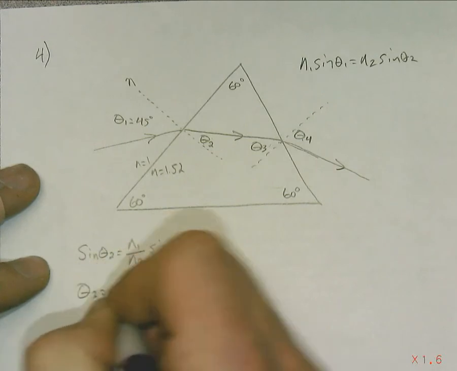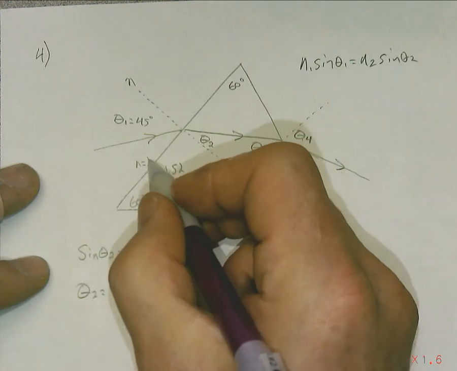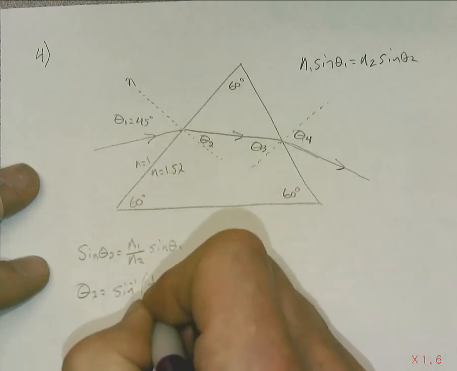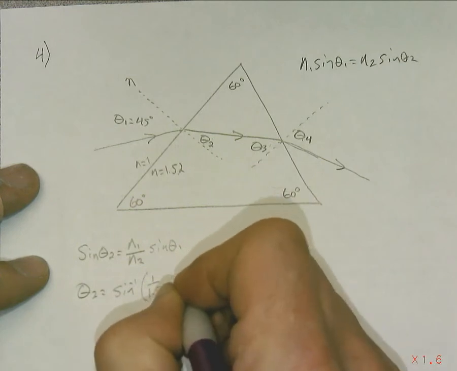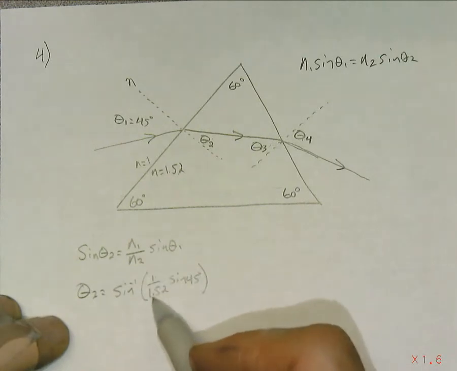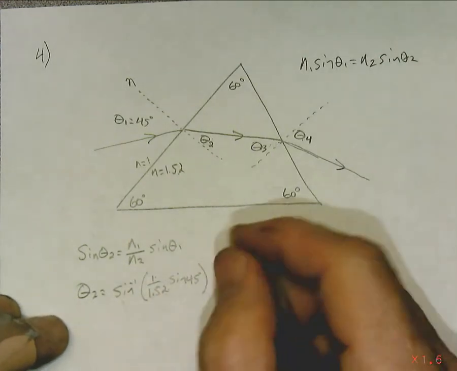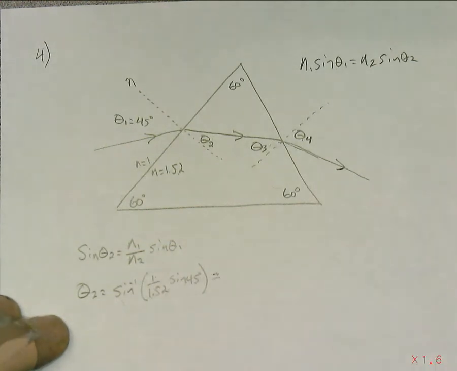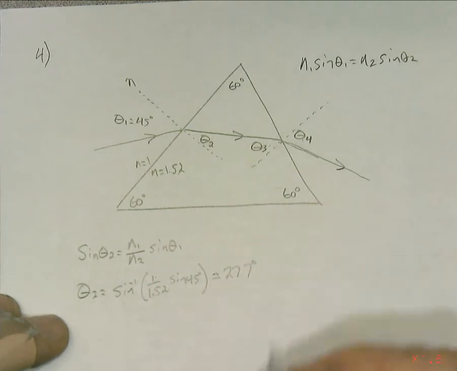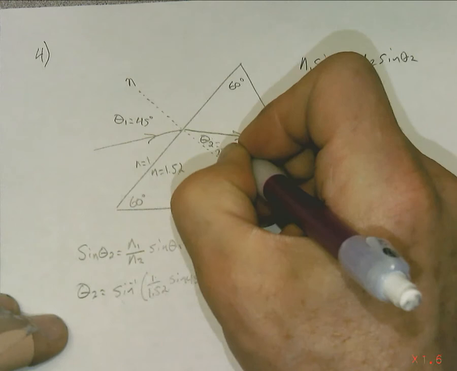Theta 2 is equal to the inverse sine of N1 over N2 sine of theta 1. Now, N1 is 1, N2 is 1.52, so 1 over 1.52 times sine of 45 degrees. So you plug that into your calculator, 1 over 1.52 times sine of 45, quantity, sine to the negative 1 of that, and you get 27.7 degrees. So that is theta 2, 27.7 degrees.